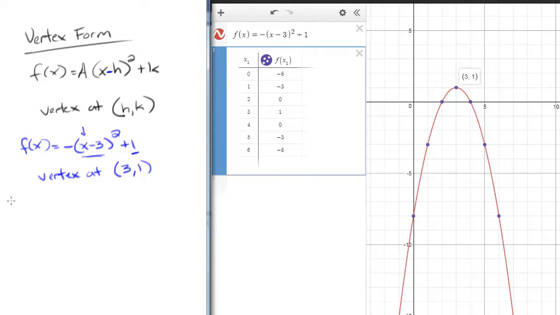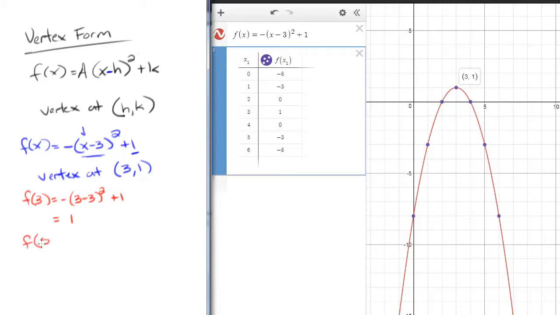If I plug in a 3 into this function, what I get out is negative (3 minus 3) squared plus 1, which gives us 0 squared, so minus 0, which does nothing, and we just get an output of 1. This was plugging in 3 into the function. That's that vertex point.